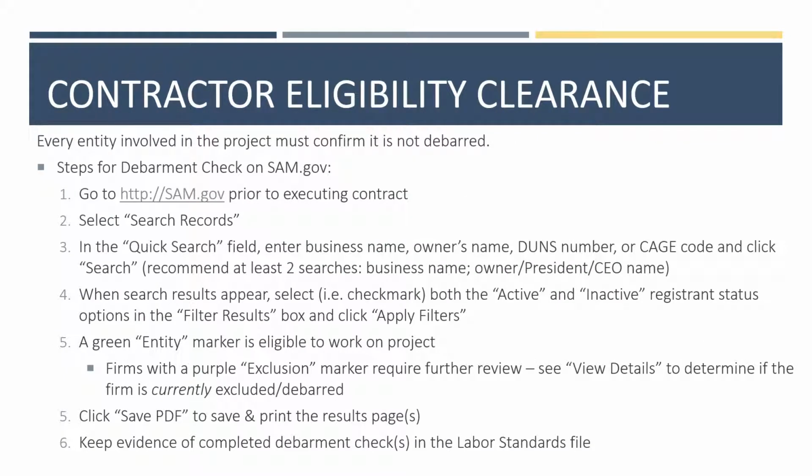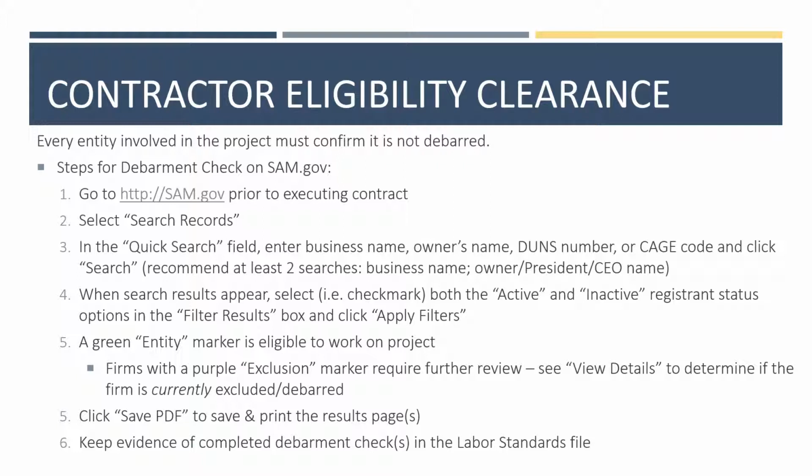Every entity involved in the project must confirm it is not debarred. This includes the UGLUG, contractors, architectural or engineering, and grant administration services. No entity may have an active suspension or debarment from participating in a federally funded project at the time the contract is signed. To check for debarment, go to sam.gov prior to executing the contract and select Search Records. In the Quick Search field, enter the business name, owner's name, DUNS number or cage code, and click Search. We recommend at least 2 separate searches. One should be the business name and also ideally the owner, president, or CEO name.